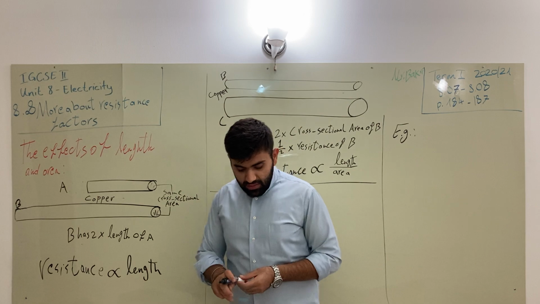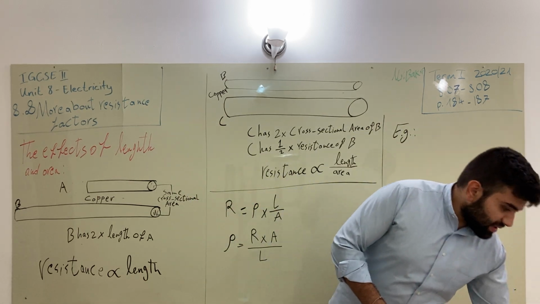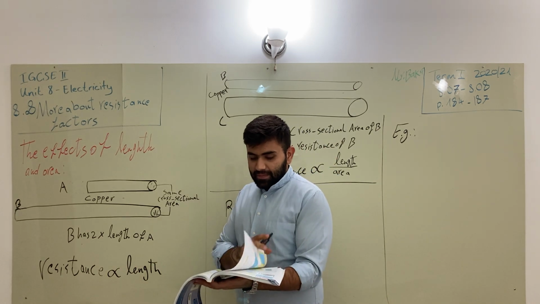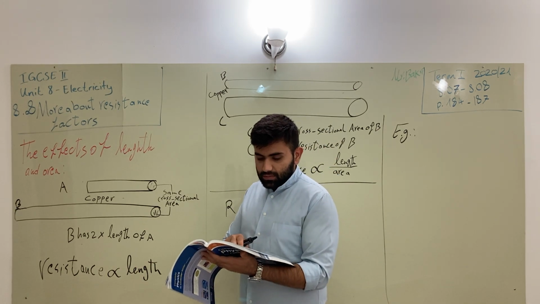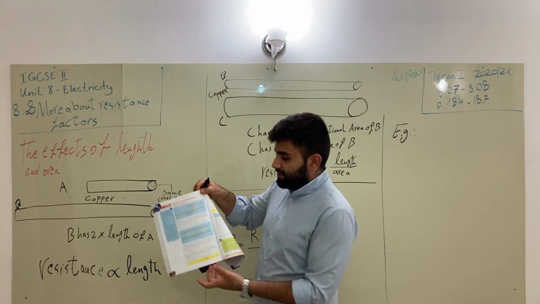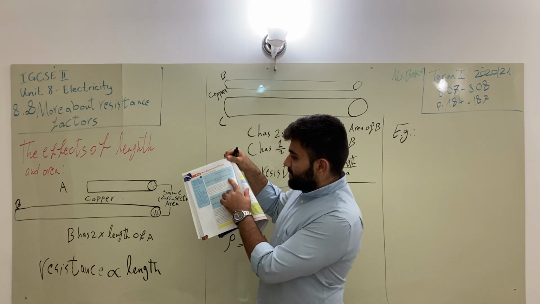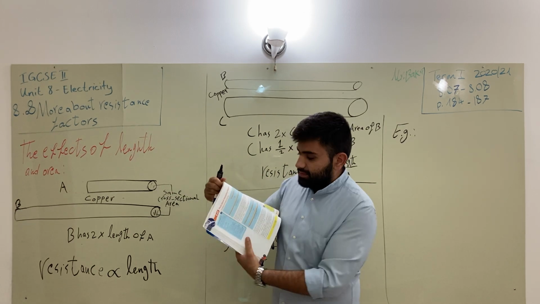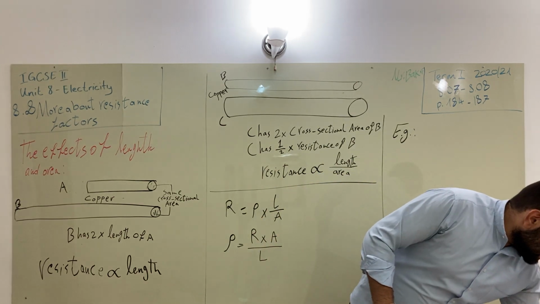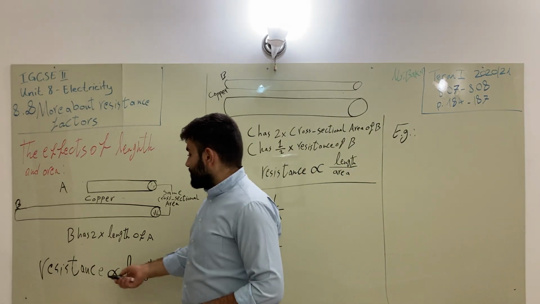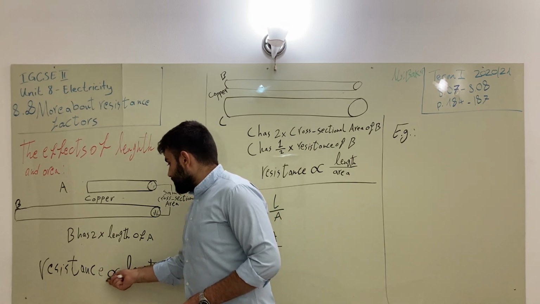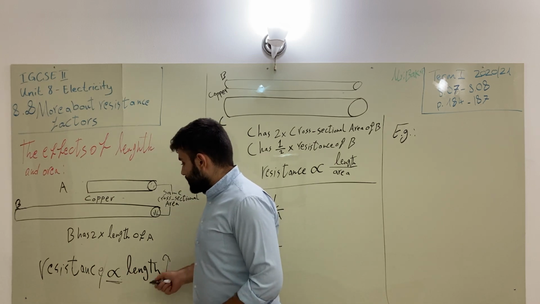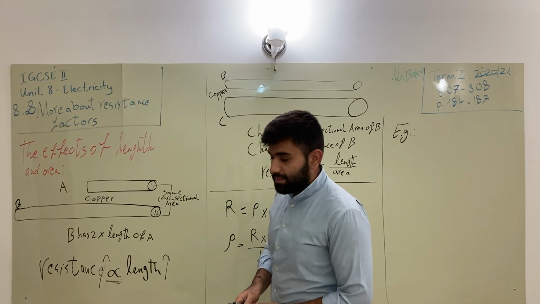So we always know the resistance is: more length, more resistance. You can see that, open your book, page 186. You can see here it has the same. So what does that symbol mean? It means the resistance is proportional to the length. That means more length, more resistance.